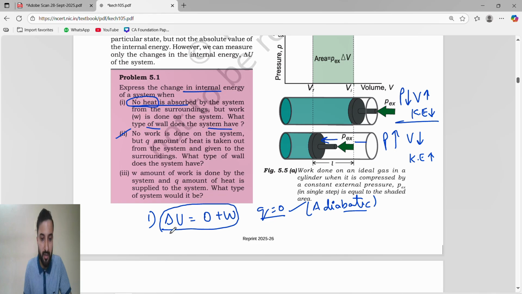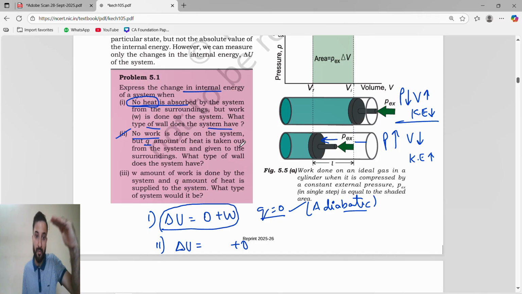Now the second condition: delta U equals... no work is done on the system, so work is zero, but Q amount of heat is taken out from the system. Heat is going away from the system, so it is minus Q. So delta U equals minus Q.